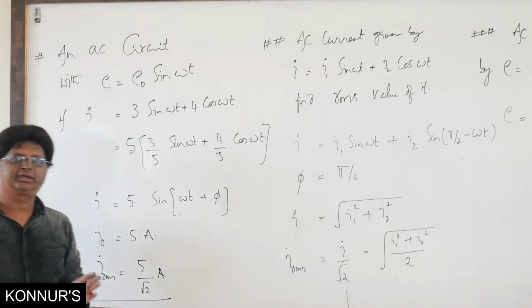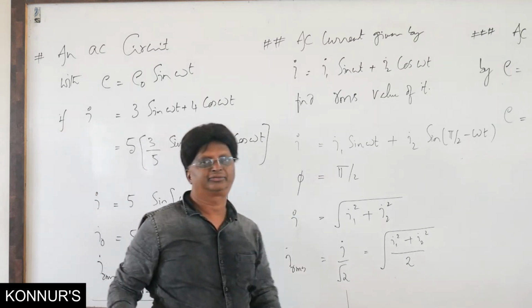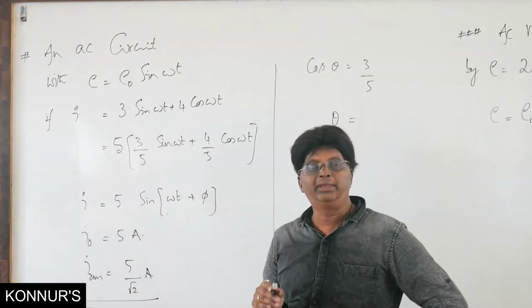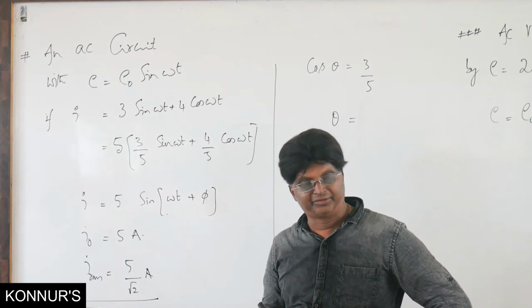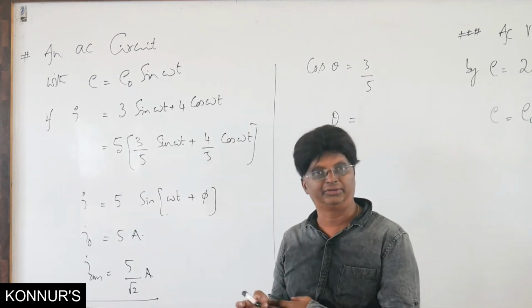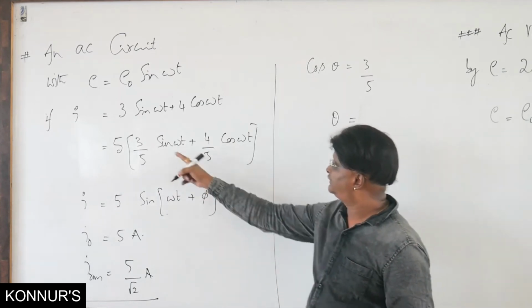Though we are doing all the cases of RMS value, it can also be asked for the average values. And here comes the question of finding the phase difference and also the nature of the circuit. Here we will find this is 3 by 5.